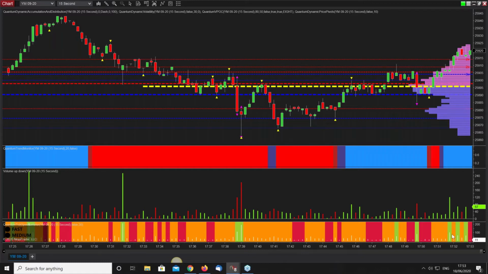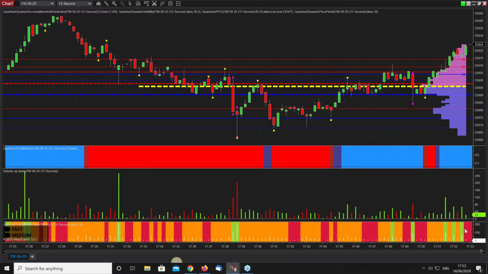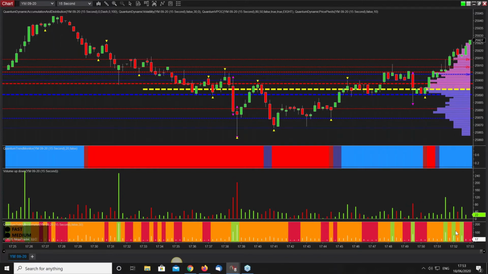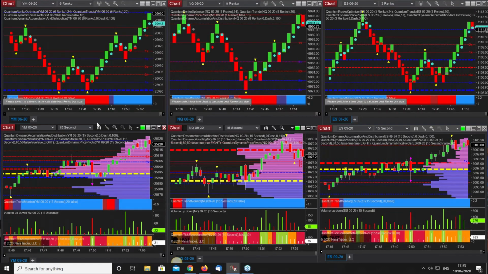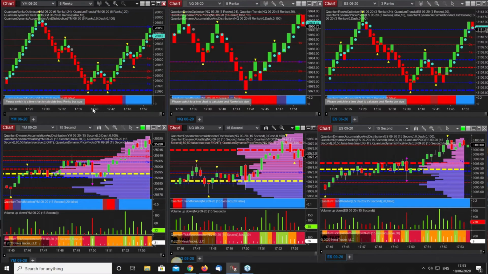In other words, what I want to see down here is either orange or green, because that is telling me there's lots of activity, lots of participation. What that means is we'll get good price action, which is precisely what we're seeing. We're seeing this nice move develop to the upside. So I've combined it there just to give me a view on what is happening in terms of activity.